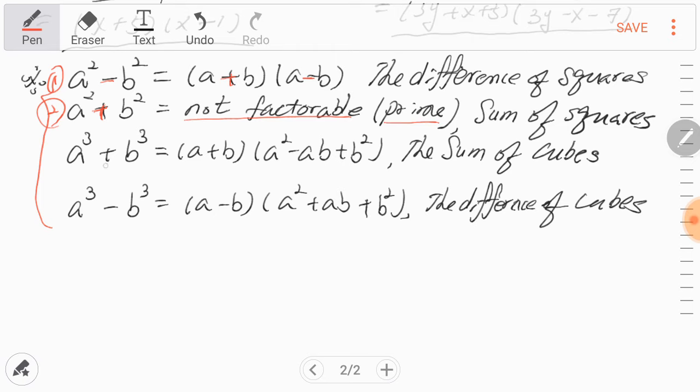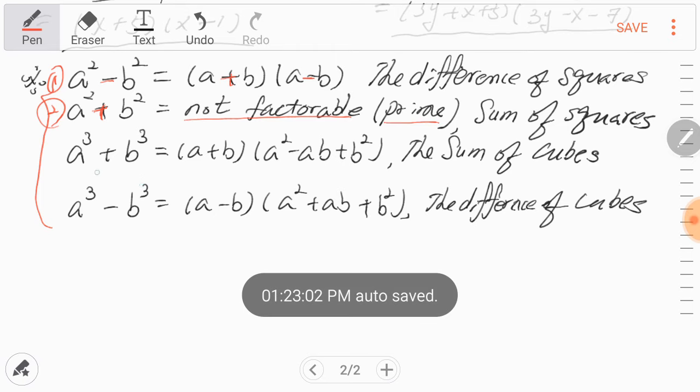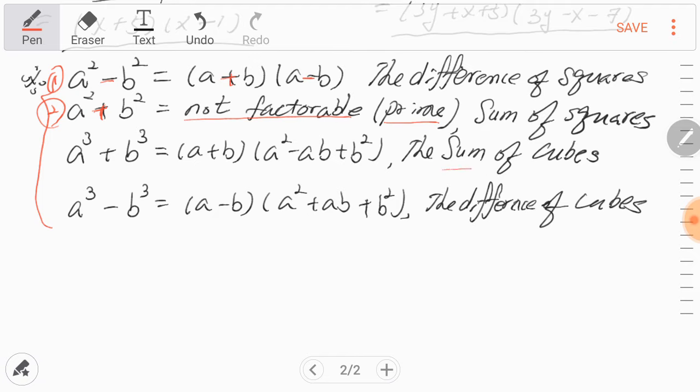But a cubed plus b cubed is factorable. This is called the sum of two cubes. So this is equal to a plus b, just like a squared minus b squared, we have a plus b, times a squared minus ab plus b squared. It's kind of tough to memorize, but let's check.